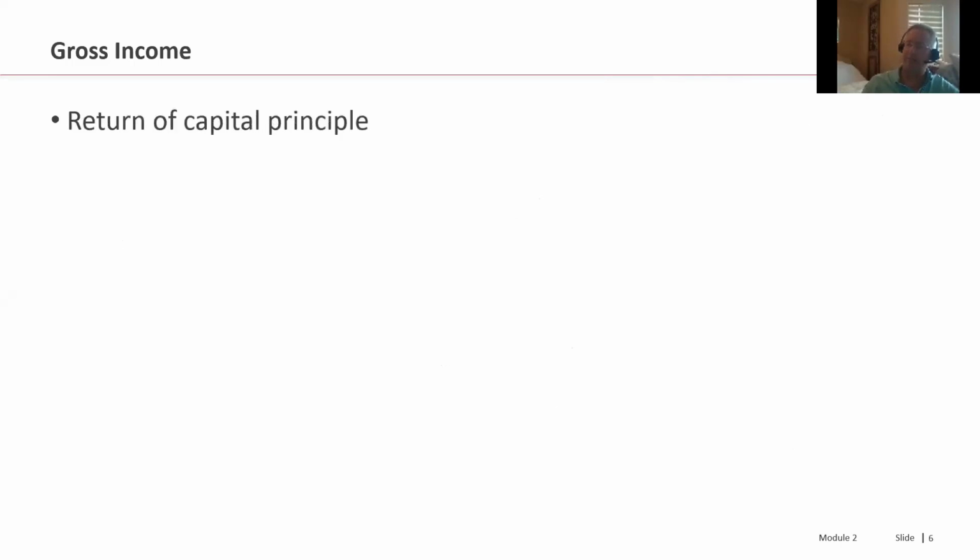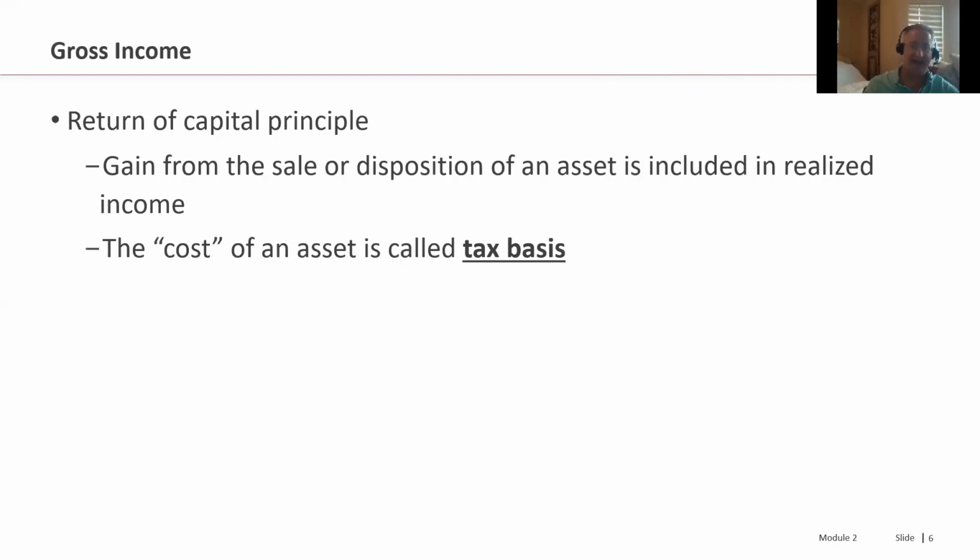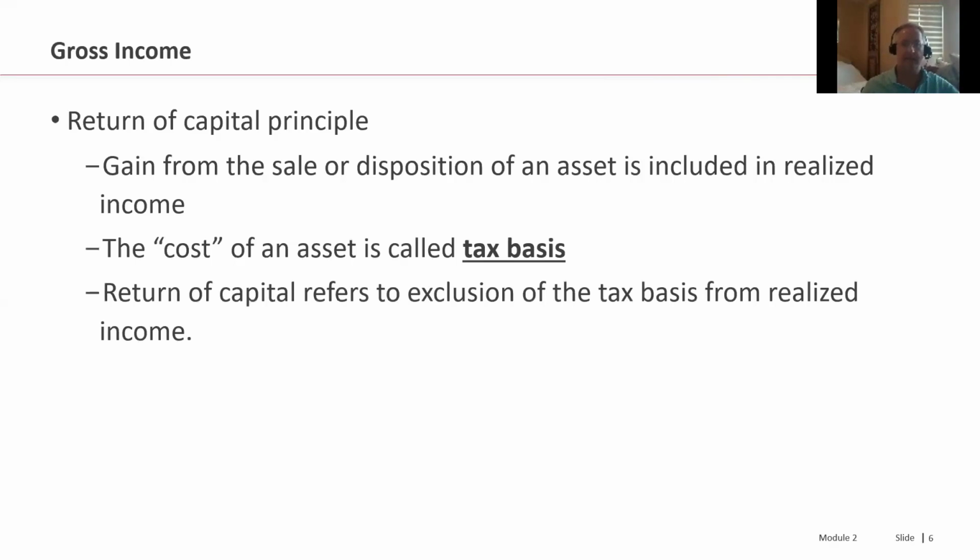There's another important concept within gross income known as the return of capital principle. We just went through it, but we didn't discuss it in detail. Gain from the sale or disposition of an asset is included in realized income. I think we get that now. The cost of an asset is called its tax basis, and basis is another magic tax term. It represents the amount that you're going to recover tax-free. And return of capital refers to the way we exclude tax basis from the realization of income.